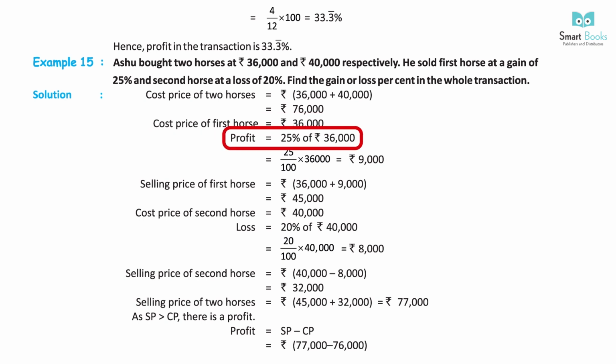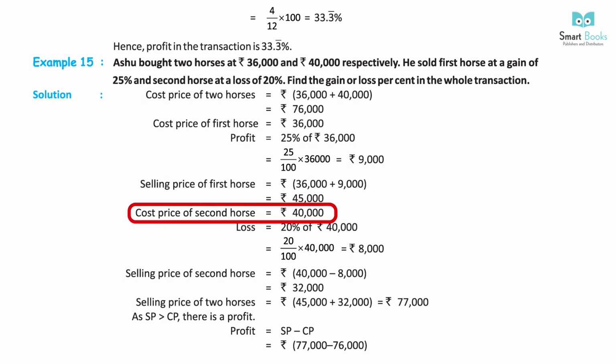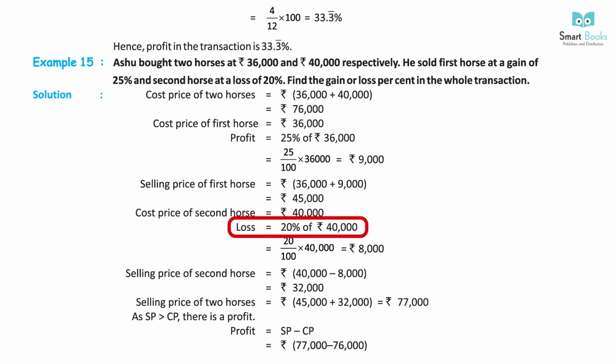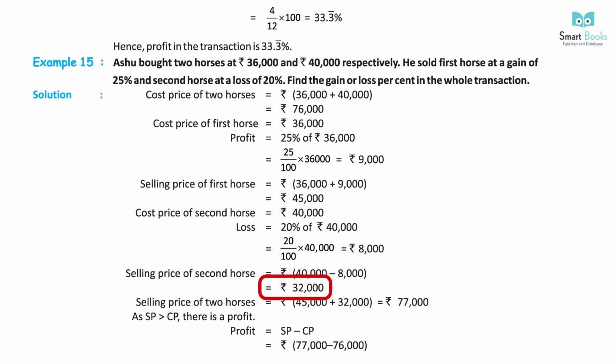Profit is equal to 25% of rupees 36,000, is equal to 25 upon 100 into 36,000, is equal to rupees 9,000. Selling price of first horse is equal to rupees 36,000 plus 9,000, is equal to rupees 45,000. Cost price of second horse is equal to rupees 40,000. Loss is equal to 20% of rupees 40,000, is equal to 20 upon 100 into 40,000, is equal to rupees 8,000. Selling price of second horse is equal to rupees 40,000 minus 8,000, is equal to rupees 32,000.